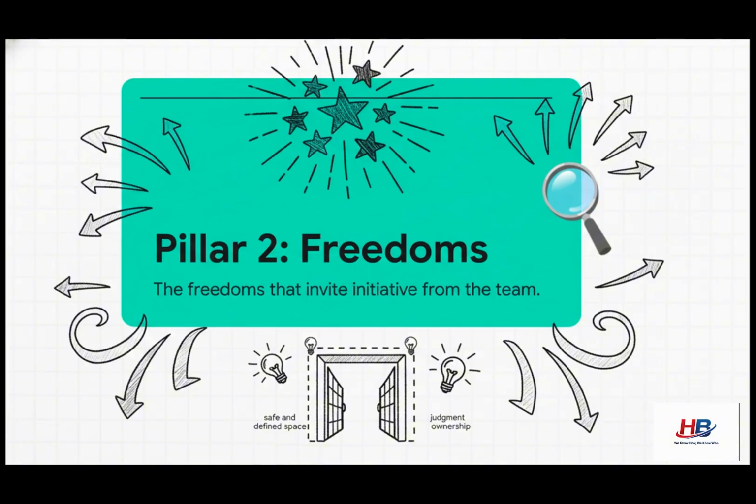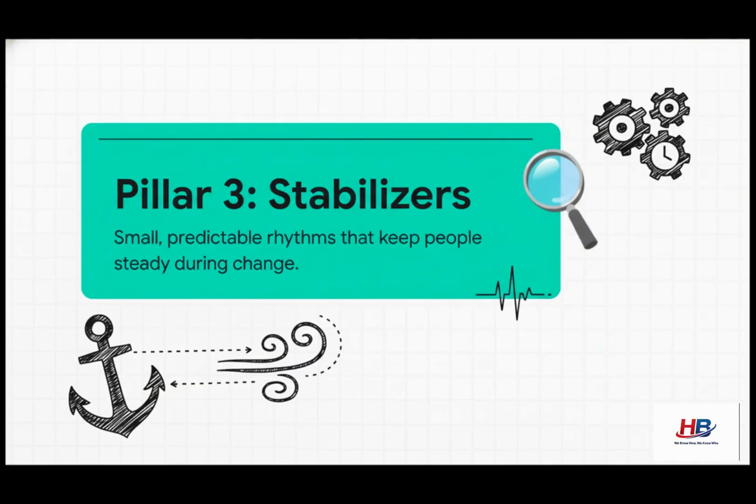Next up, pillar 2, freedoms. Okay, this is where things get really cool. Once you set up those solid guardrails, the rules, you can then be super explicit about where people are empowered to make their own calls, to try new things, to take real ownership. And what this does is so powerful. It signals trust, it crushes uncertainty, and it basically just unleashes all that creativity and initiative that's waiting on your team.